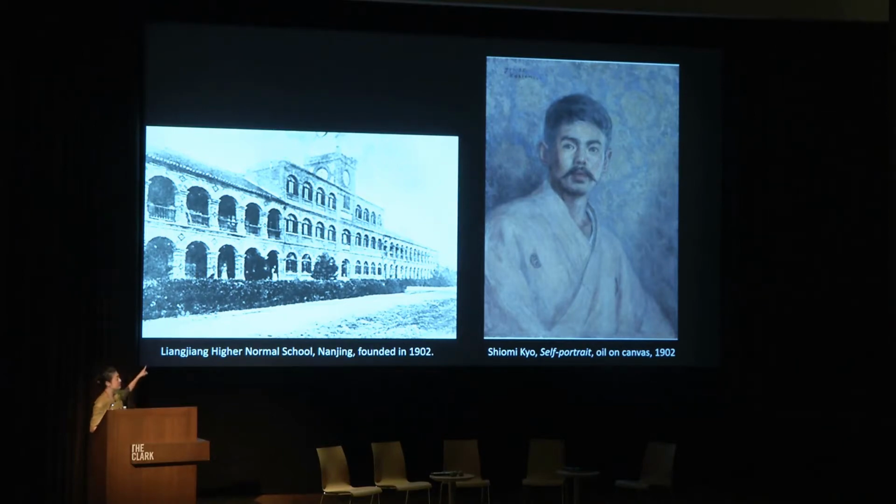What you see is the building of the first higher normal school in Nanjing, founded in 1902. And you have to realize that after the abolishing of the millennium-long imperial examination, which served to select civil government officials, it was abolished in 1905.